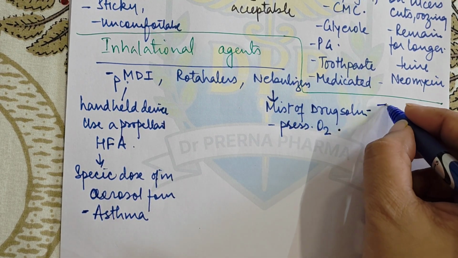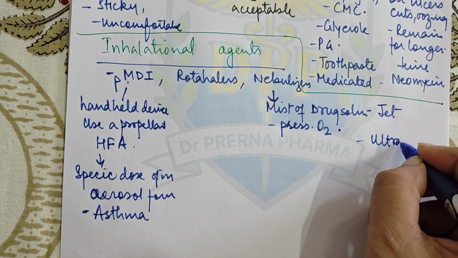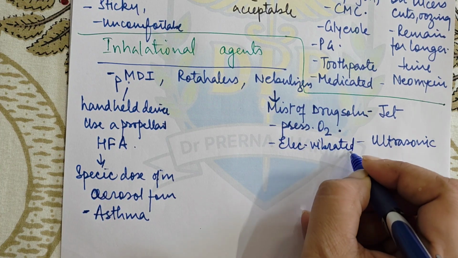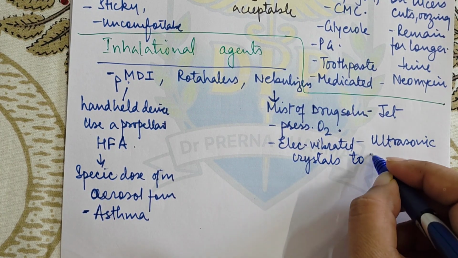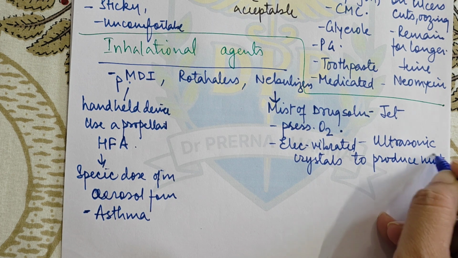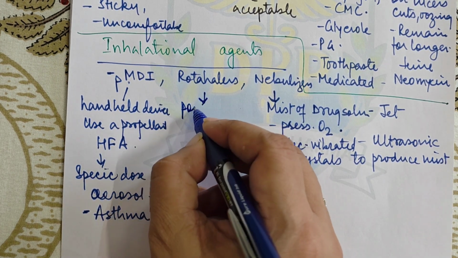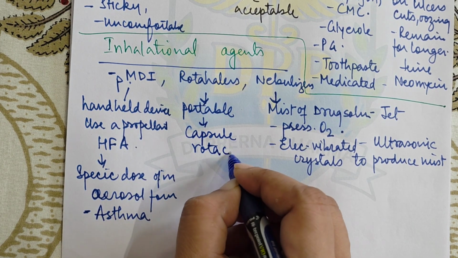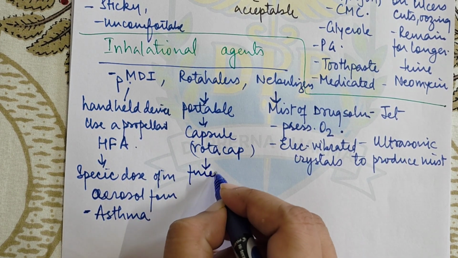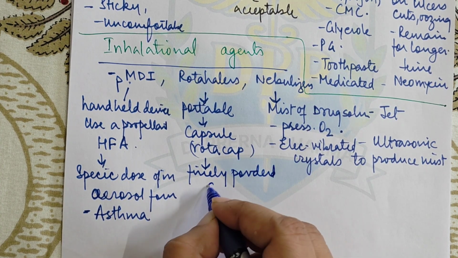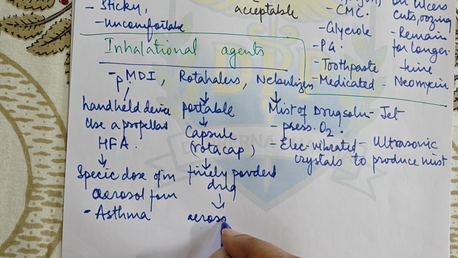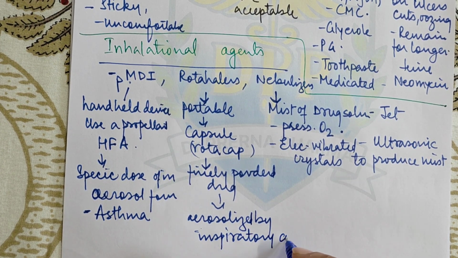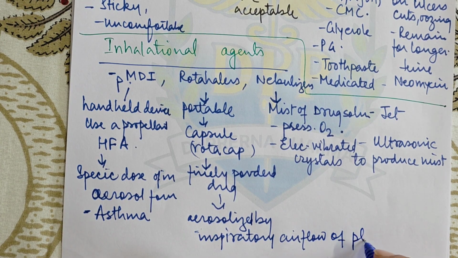Then nebulizers produce a mist of the drug solution generated by pressurized oxygen or air, right? This is basically a jet nebulizer, and we have ultrasonic nebulizers also, which use electrically vibrated crystals to produce the mist. Then rotahalers are also portable devices, and they use a capsule, or what we call a rota cap, which consists of a very finely powdered drug inside it, and then it is aerosolized by the inspiratory airflow of the patient.